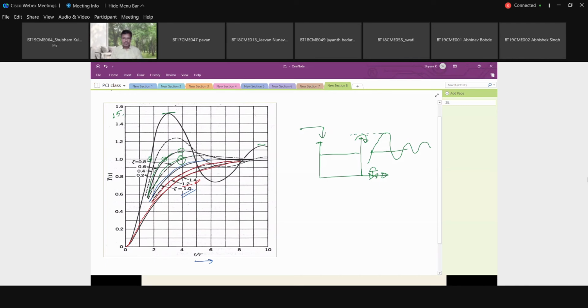Are you getting my point? So there is an advantage and disadvantage. The advantage is that it is reaching the ultimate change very fast, but it will never stay there. It will cross the ultimate change. It will reach the peak, and that peak may cause difficulty.